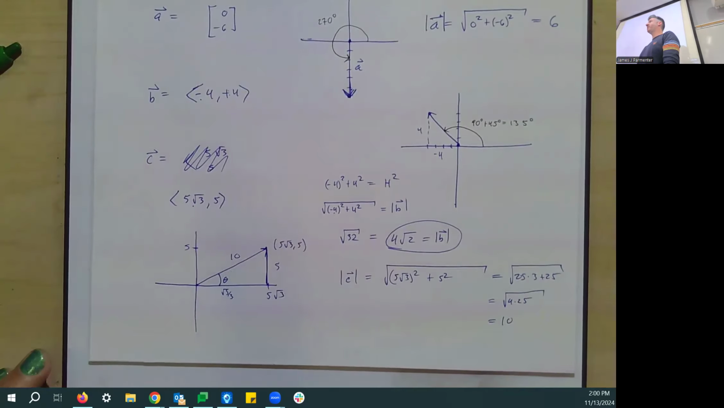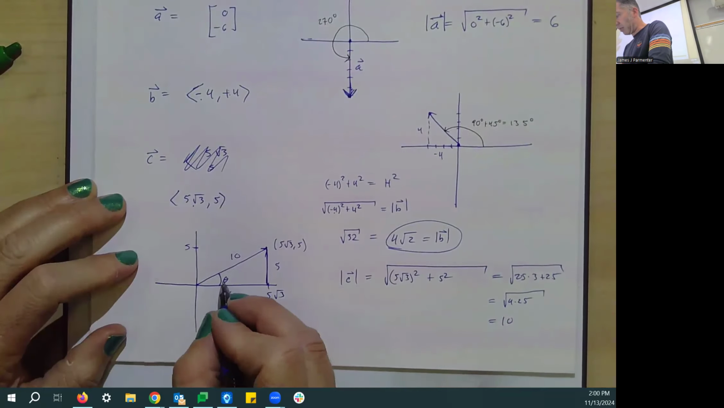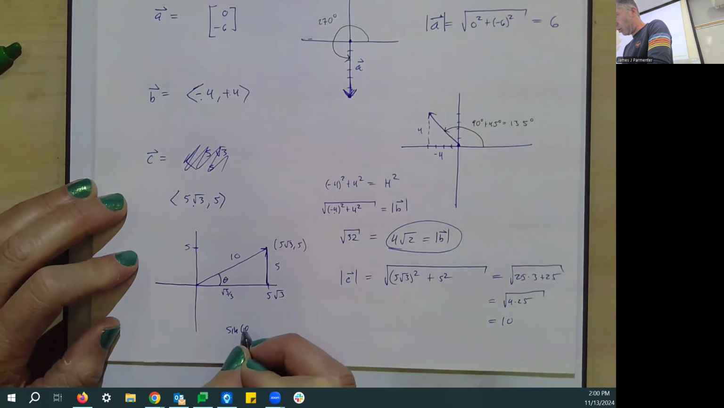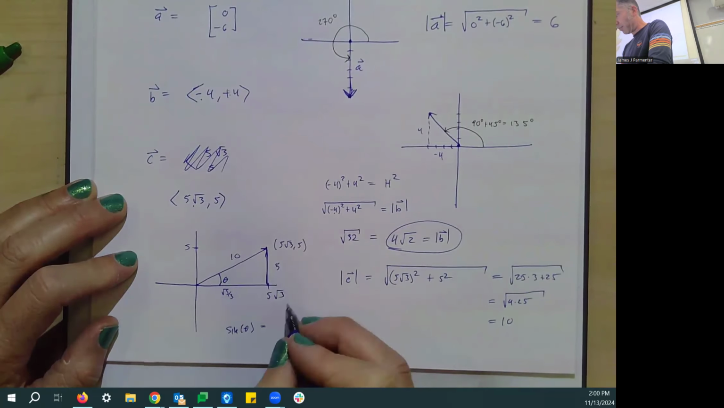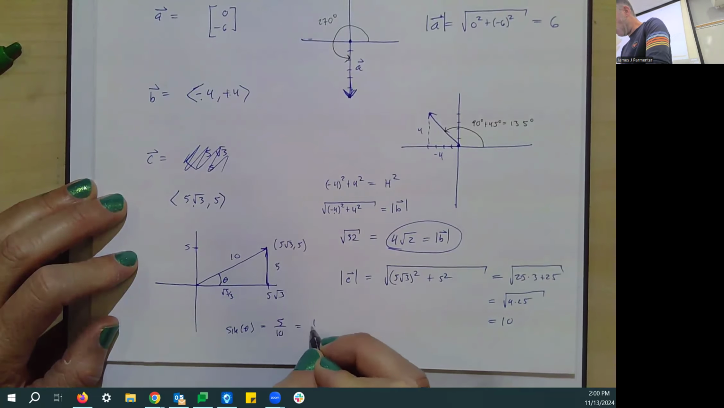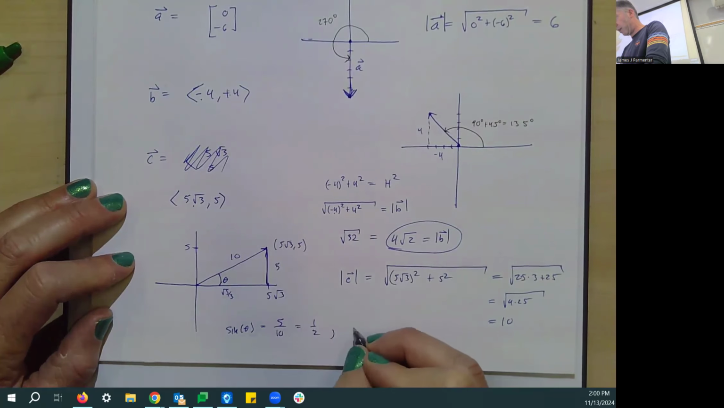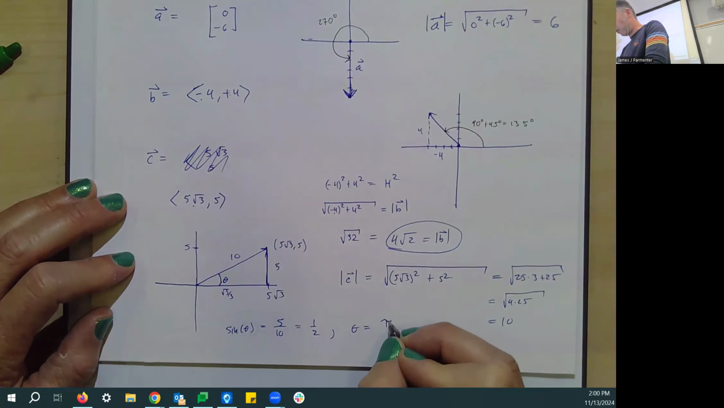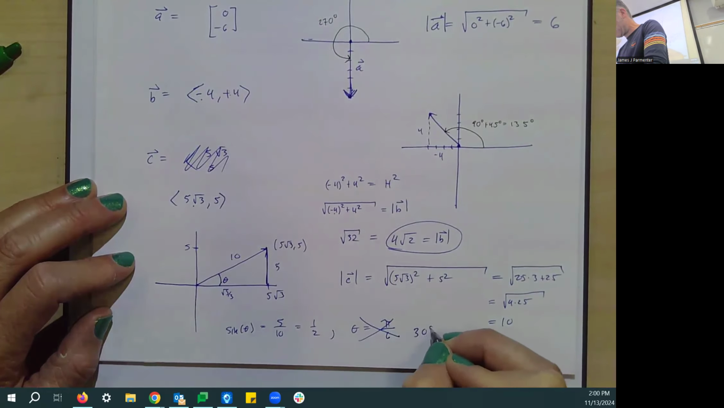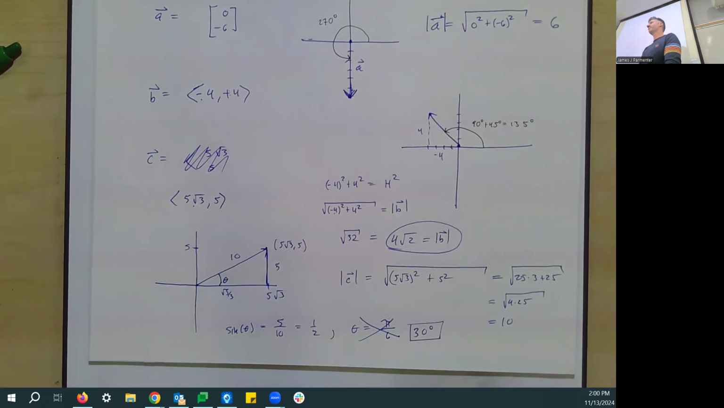So then pick whichever trig function you like the best. I'm going to pick sine. And I know that sine of this angle, according to my triangle, should equal 5 over 10, which is 1/2. And I know that the angle whose sine is 1/2 is pi over 6, but we're talking degrees, not radians, so 30 degrees. And yes, your teacher does expect you to know that.